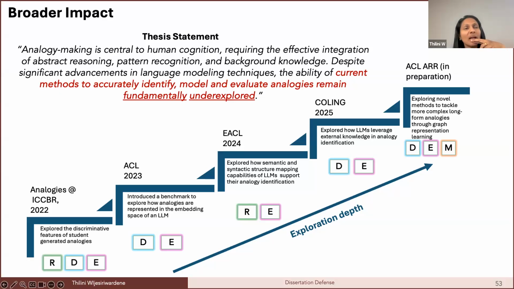So I want to highlight that my dissertation does not just propose one model. We try to build a conceptual and empirical staircase that collectively addresses why analogy making remains hard for AI and how we can start making it tractable, through my contributions.